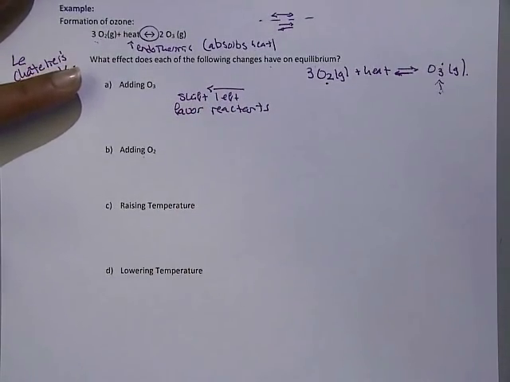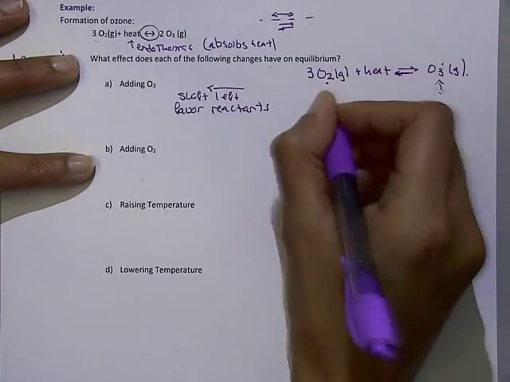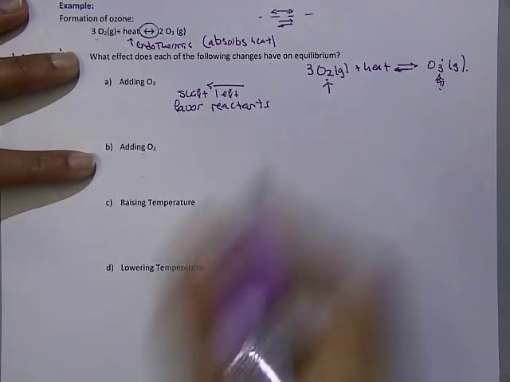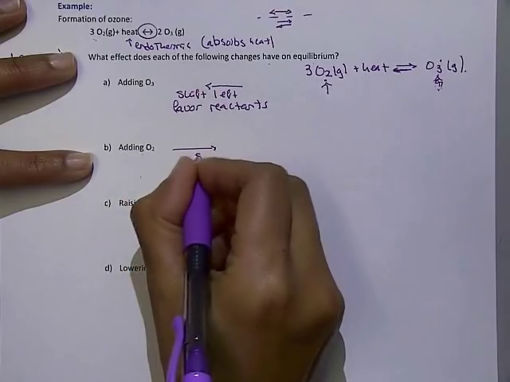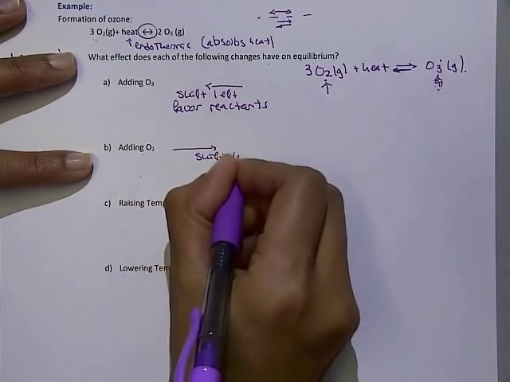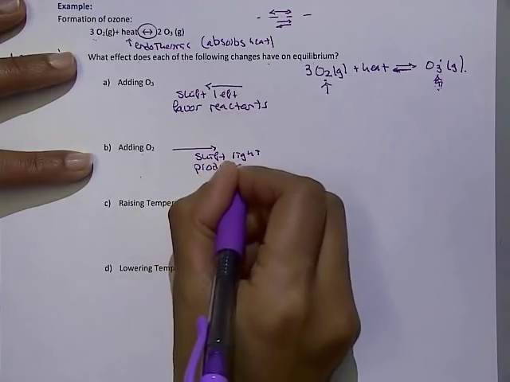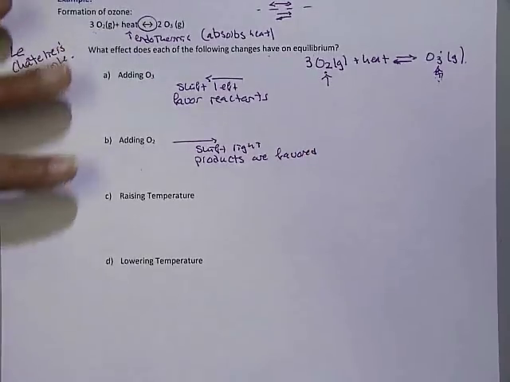Now, if we add oxygen, so now in part B, we add oxygen to this reaction. If we add oxygen to this reaction, you're absolutely right. Equilibrium will shift right, which means your products are now favored, meaning you're going to produce more products.